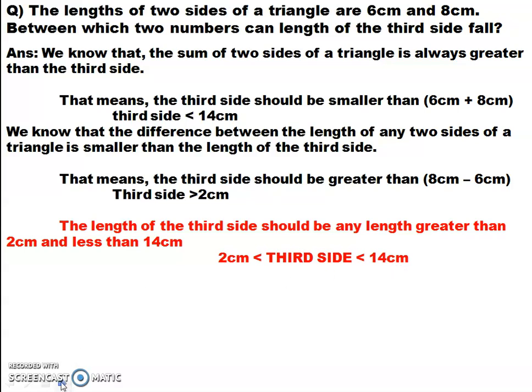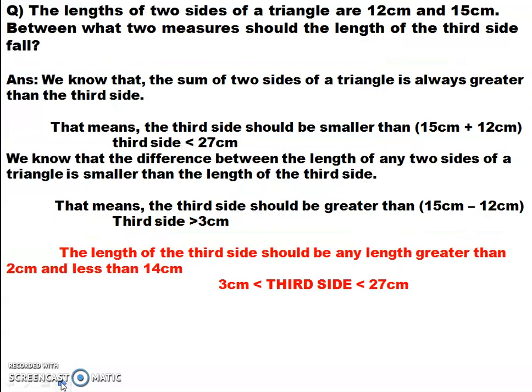You will have one more example similar to this. Here the numbers are 12 and 15. So, which is the upper limit? Upper limit is 12 plus 15 and lower limit is 15 minus 12. Okay. So, the lower limit is 3 and upper limit is 27. Students, make sure that you write the correct steps for the question.